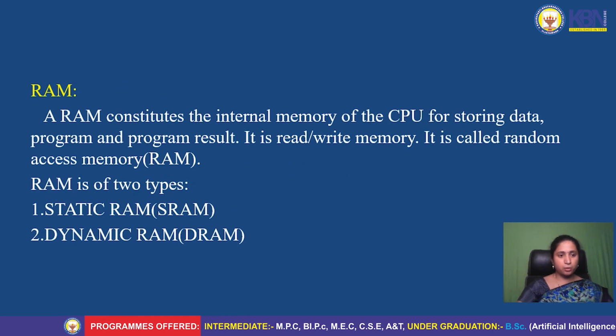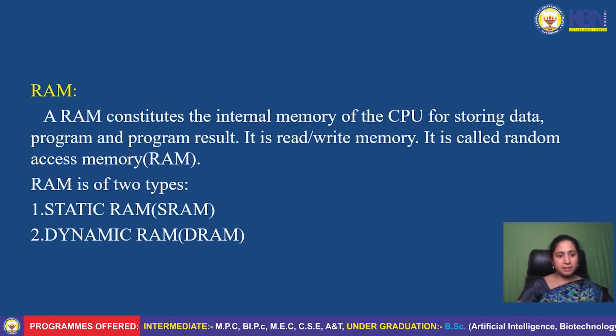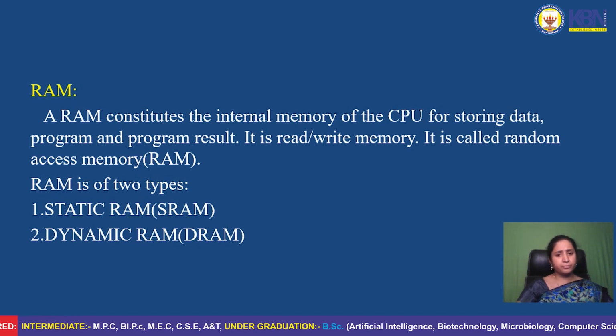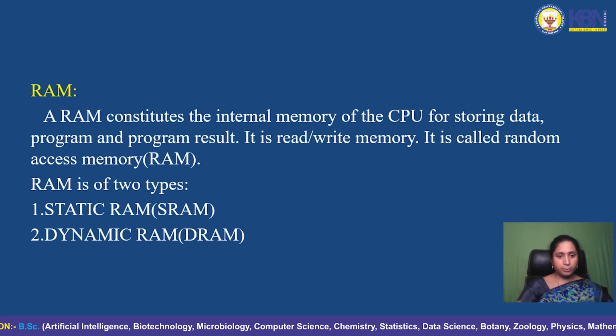Next, what is RAM? RAM is random access memory. It is one of the memories in the CPU for storing data. Here we can write the data and read the data; both bidirectional processes are executed. We have two types of RAMs: static RAM and dynamic RAM. Static RAM is internal RAM, and dynamic RAM is external RAM.